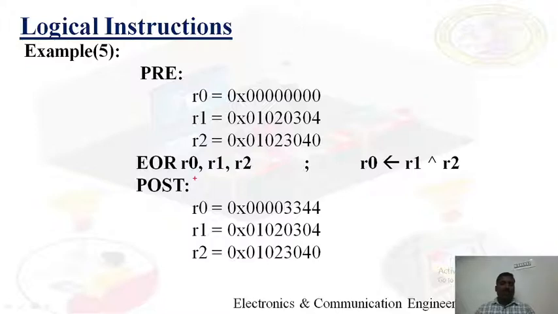Okay, so in this example, assume that these are the preconditions. R1 contains this data 01 02 03 04, then R2 contains this data. EOR, exclusive OR operation between R1 and R2. As I said, exclusive OR operation is nothing but when both the inputs are the same, if two inputs are the same, then the output is what? 0. See here, 01, this also 01, the output is 00.